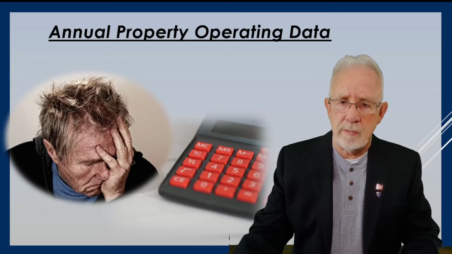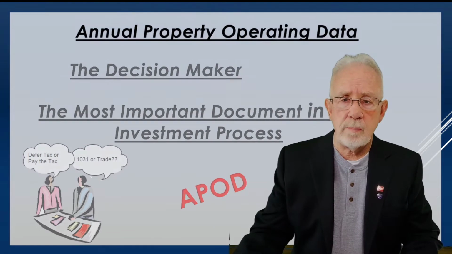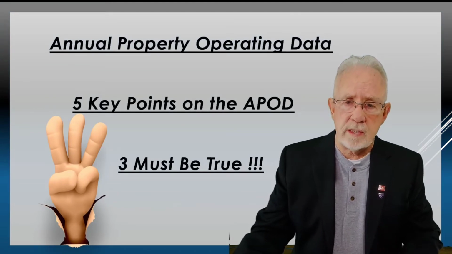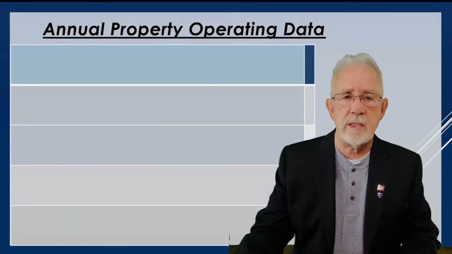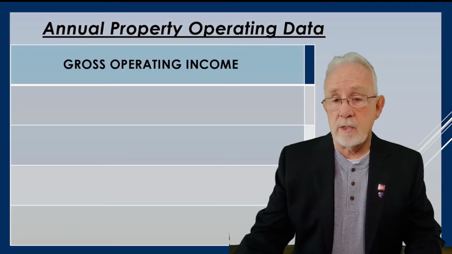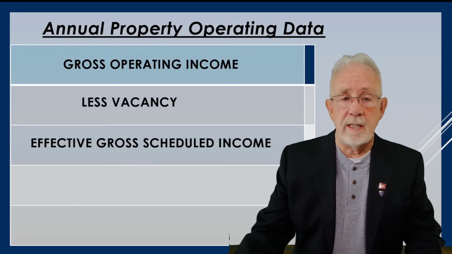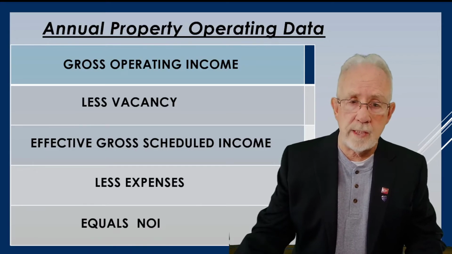And we're talking about the 5 things on the APOD, that 3 of them need to be true. This is the decision maker. I think it's probably one of the most important documents in the process. So 3 of these things on the APOD must be true. So let's look at those and see what they are. Gross operating income, we need that. Vacancy factor, effective scheduled income, less expenses equals NOI.